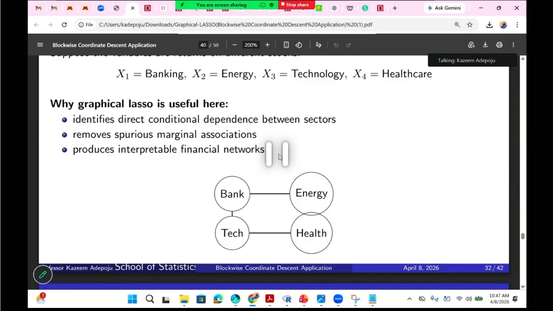It identifies direct conditional relationships. Even though I know returns from different stocks may be related, I'm only interested in those that are directly related. I'm not interested in those that are indirectly related, and the graphical lasso is going to help us with that. And how is graphical lasso going to be gainful to the financial world? It's going to enable them to produce what I call an interpretable financial network.